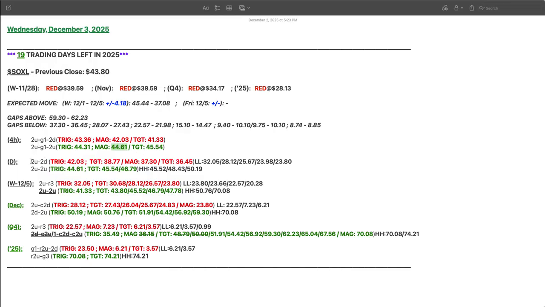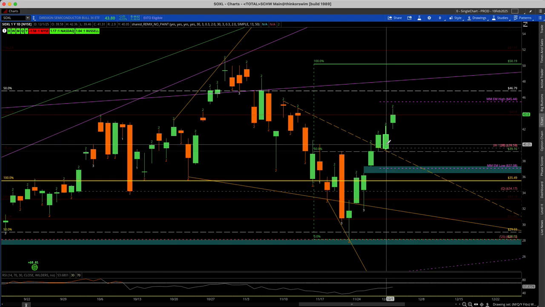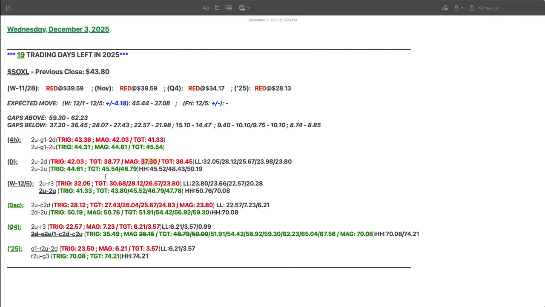On the day chart, we talked about if we go 2 down, that's a 2 up, 2 down reversal, triggering at 42.03. Magnitude of 37.03. Actually, did I do this again? Let's go here. So this 42.03 is the trigger, and the magnitude is 39.46.